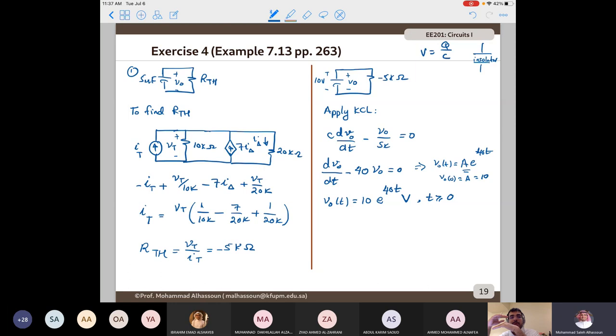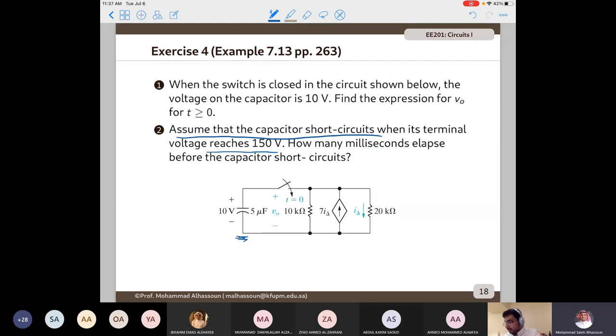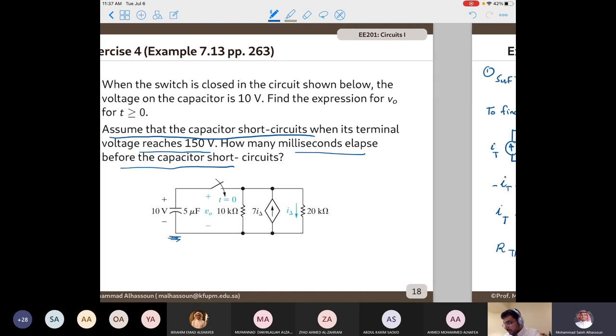Then if you keep applying electric field, what happens is that the insulator will break and it will start conducting current. So it will become a conductor. So this is what happens here. So it asks us, the capacitor will break, will be short circuit when the voltage reaches 150 volt. How many milliseconds before the capacitor short circuits?